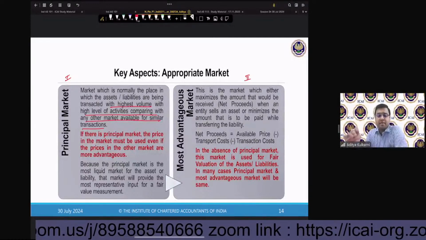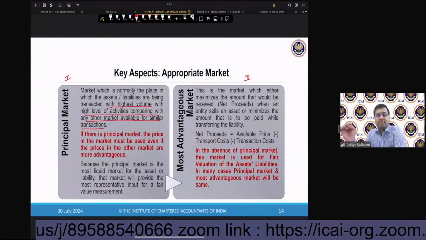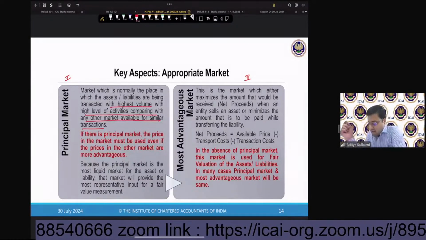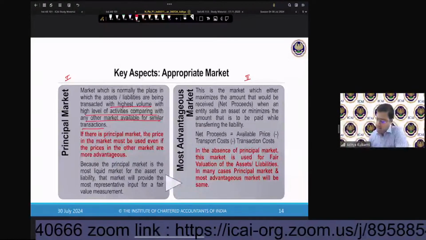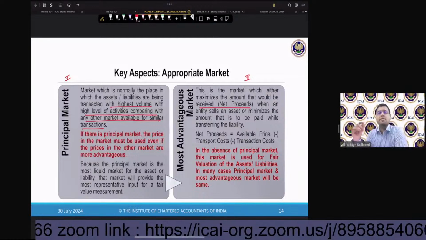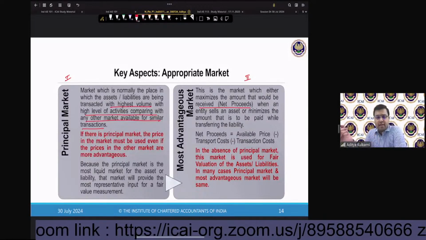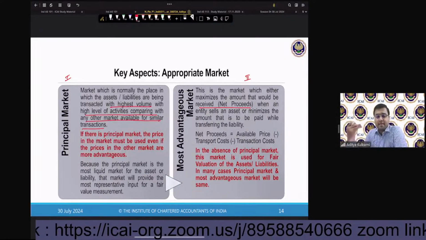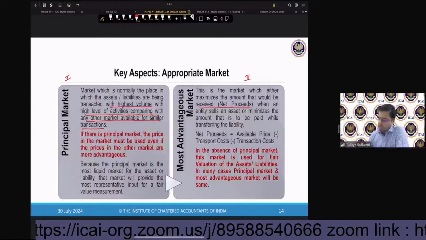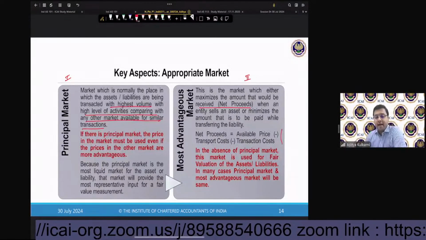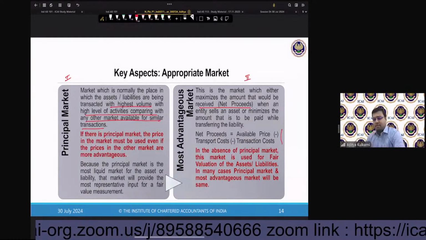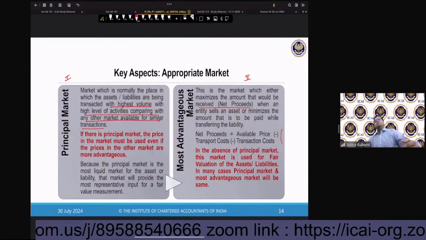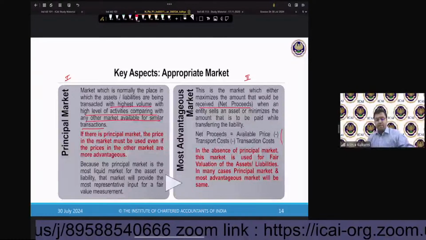Suppose you do not have a principal market, you will look at the most advantageous market. What do you understand by the most advantageous market? It is the market which maximizes the amount that would be received. That means I will obviously sell my product in a market where my returns are maximized, where the net proceeds are maximized. Net proceeds means the available price minus the transportation cost, the cost to reach that market, minus the transaction cost. The market which maximizes the net proceeds becomes your most advantageous market.